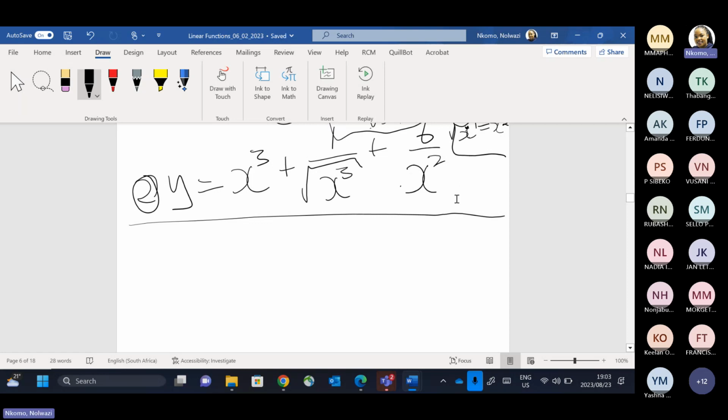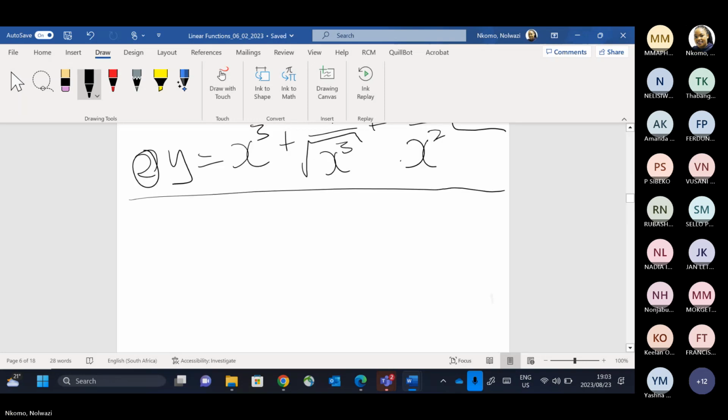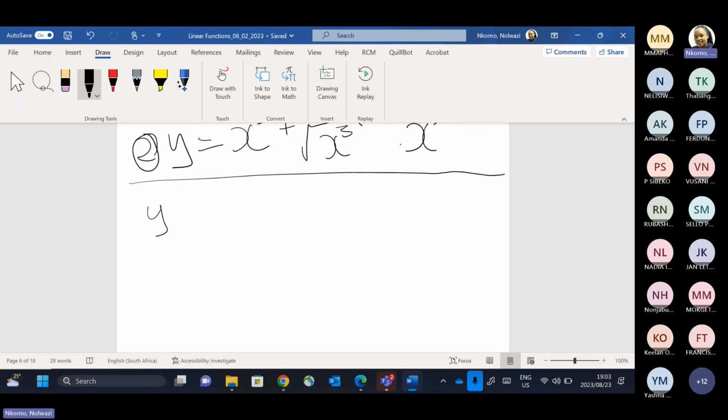Which is the exponential and the natural logarithm. Okay, which is the rule that is applied when we are differentiating an exponential and a natural logarithm function. Let's say you are given an exponential function like y equals e to the power x.